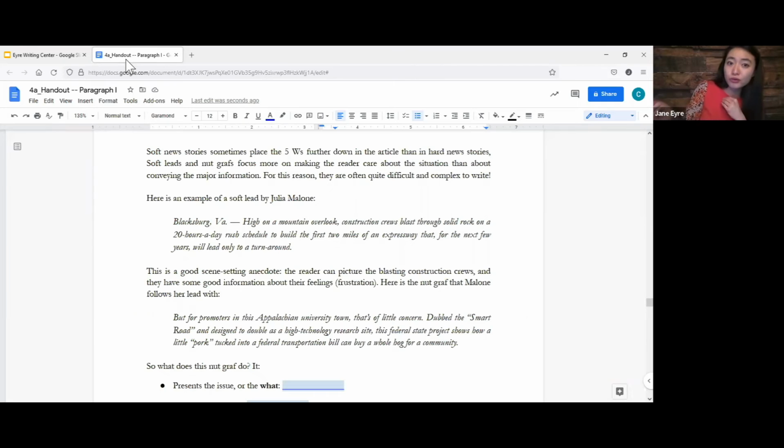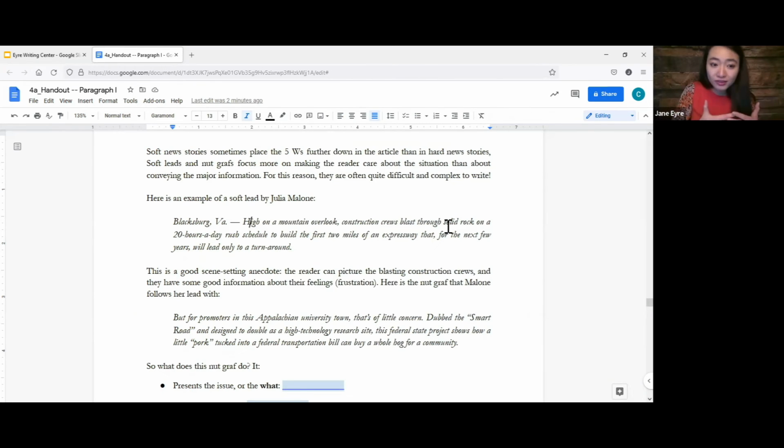I'm going to give an example of a soft lead, okay, and basically show you the nut graph that comes right afterwards. So, for example, this is written by reporter Julia Malone. High on a mountain overlook, construction crews blast through solid rock on a 20 hours a day rush schedule to build the first 2 miles of an expressway that, for the next few years, will lead only to a turnaround.